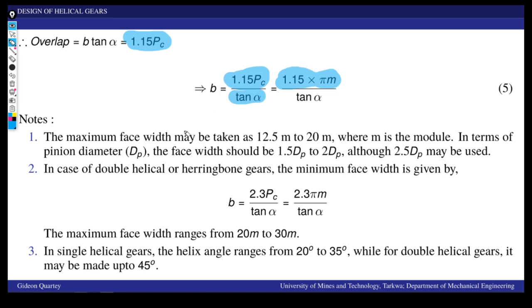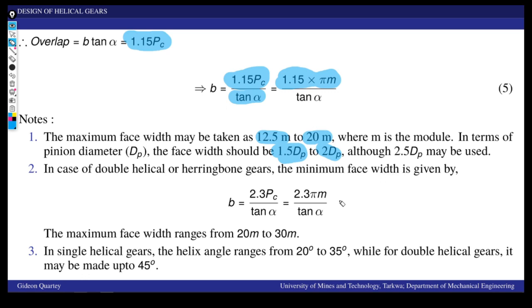All right, the maximum face width may be taken as 12.5 times the module to 20 times the module. And in terms of the pinion diameter, we can have the face width equal to 1.5 times dp to 2 times dp, the pitch circle diameter for the pinion. And in some situations, 2.5 dp may be used.